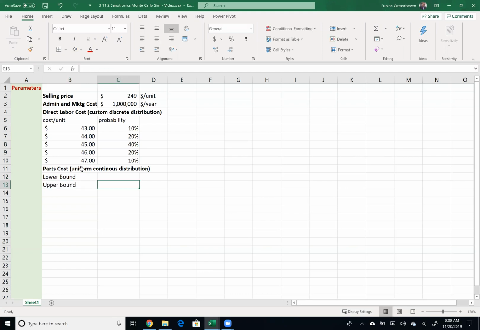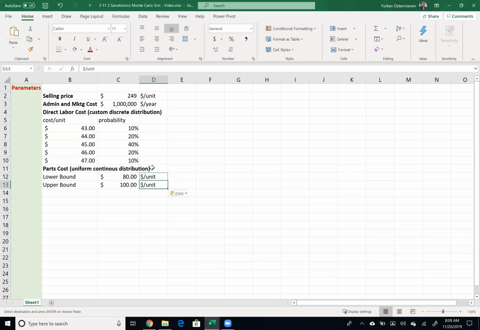So let's say the lower bound is $80. Again, this should come from the historical data. It's not percentages, these are dollars. So $80 per unit, dollar per unit. Upper bound is the highest cost we see, which is $100, dollar per unit. Okay.